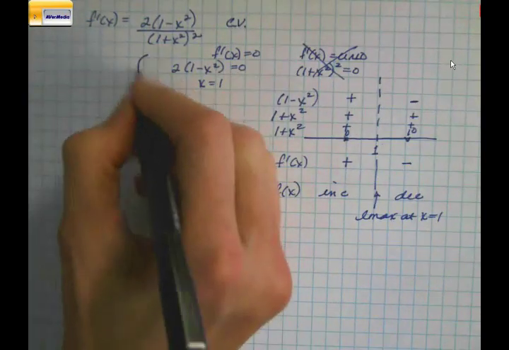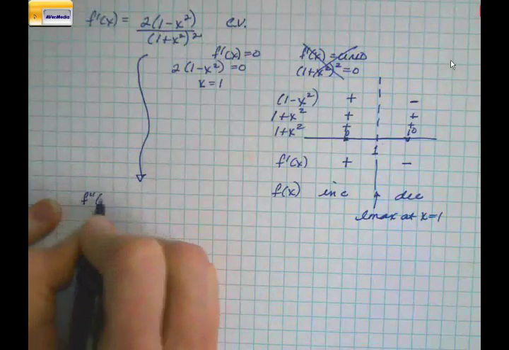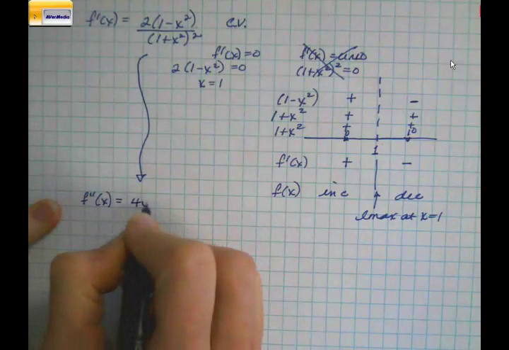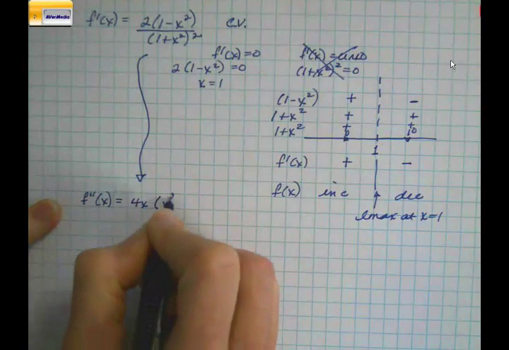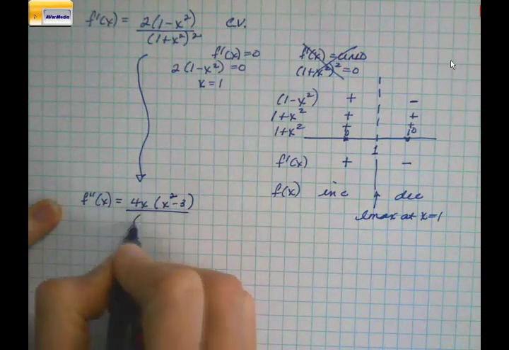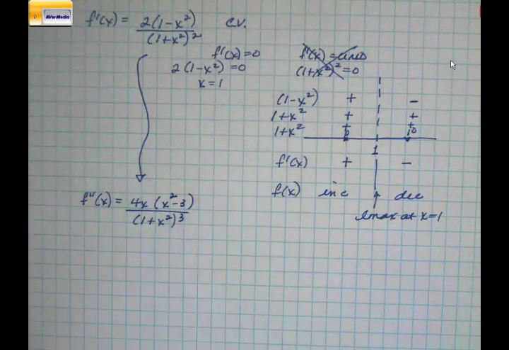Then we work ourselves to death to come up with the second derivative, and after working and working, it is miserable. You get 4x times x squared minus 3 over 1 plus x squared cubed. That's not very fun. You've already experienced these, right? You're thinking, oh my, that takes another whole page of work.